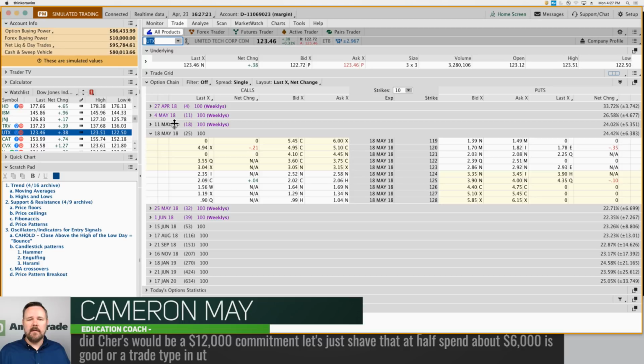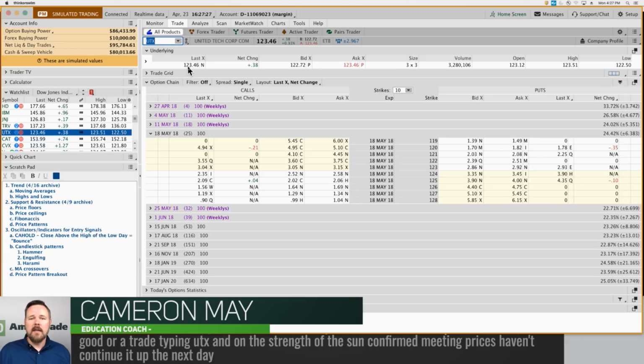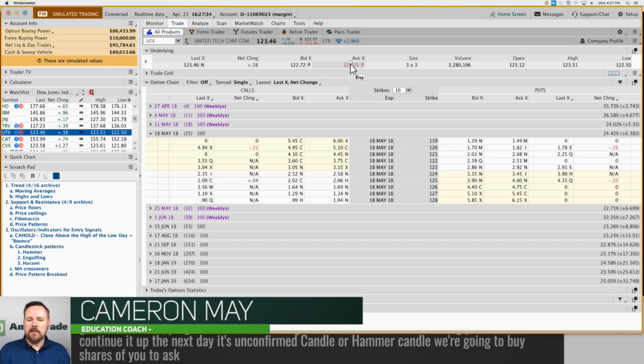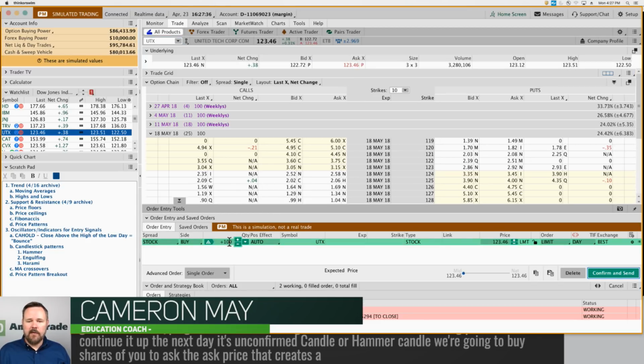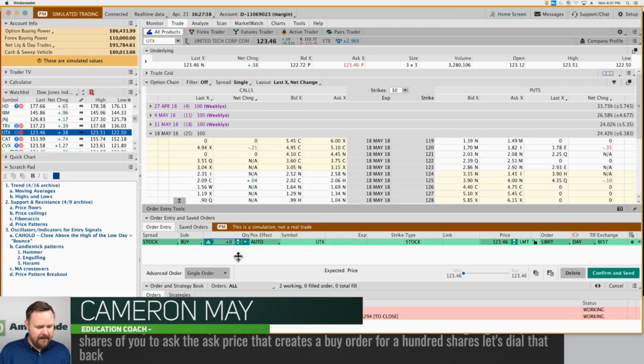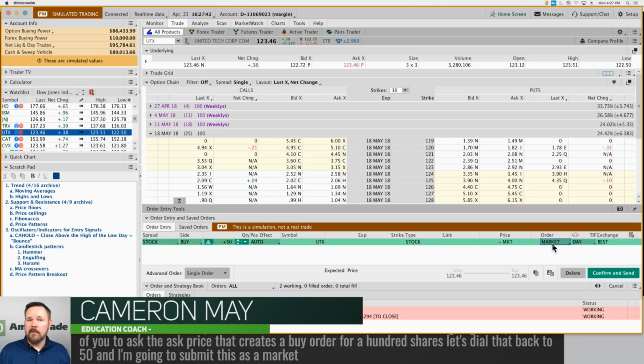Type in UTX, and on the strength of this unconfirmed, meaning prices haven't continued up the next day, this unconfirmed candle or hammer candle, we're going to buy shares of UTX. Click on the ask price. That creates a buy order for 100 shares. Let's dial that back to 50. And I'm going to submit this as a market order.